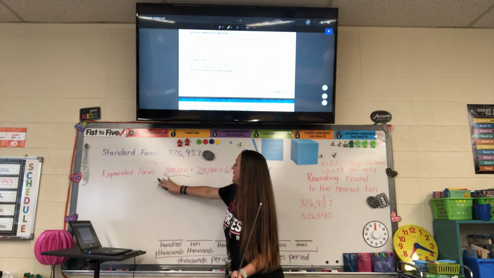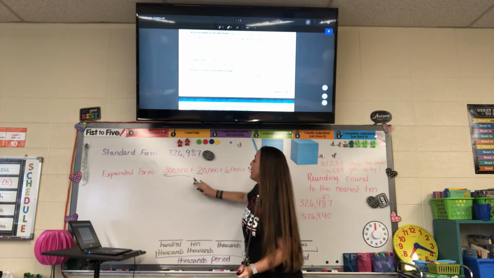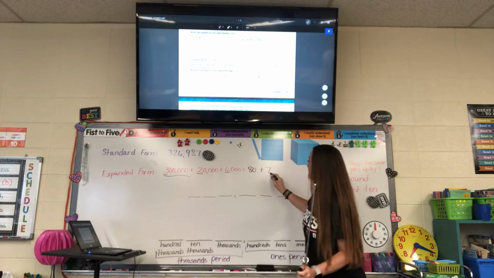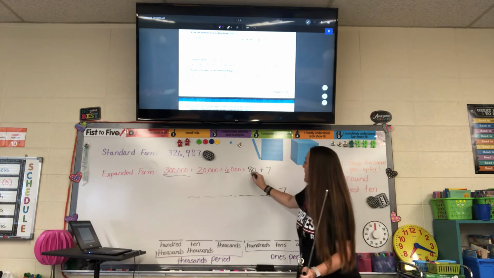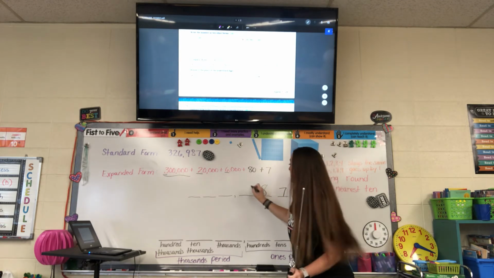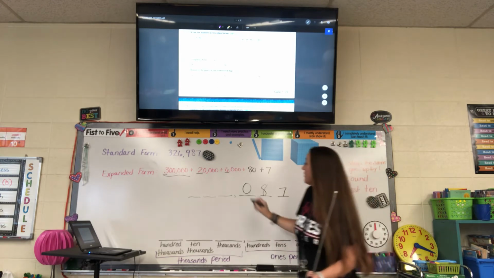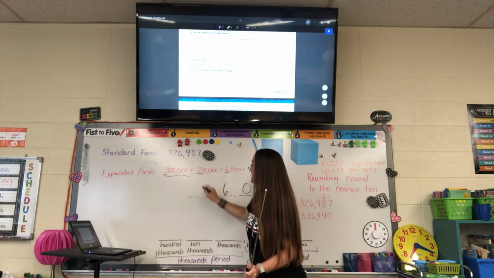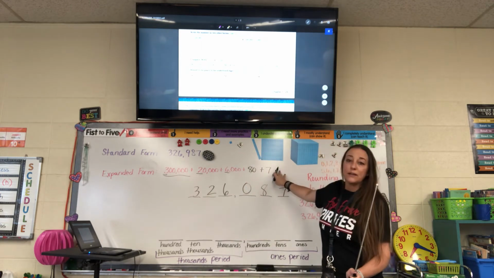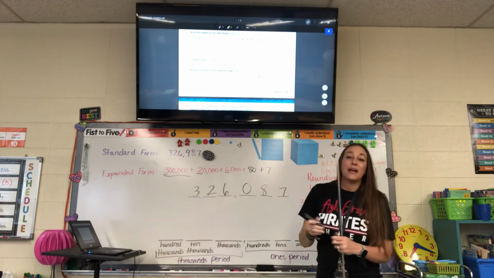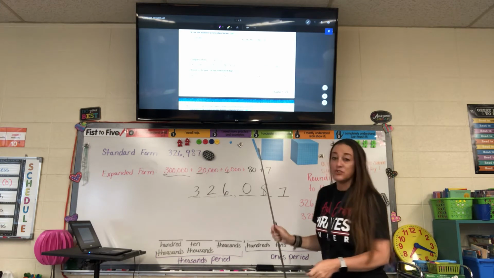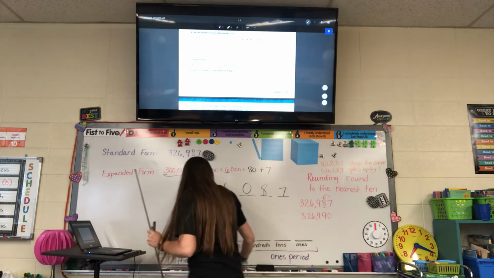So again, in my expanded form, my biggest number has 6 places. So 1, 2, 3, 4, 5, 6. 7 in the ones place. 8 in the tens place. How many hundreds do we have? We don't have any hundreds, so I'm going to put a 0 there. How many thousands? 6. How many 10,000s? 2. How many 100,000s? 3. So if this were our expanded form number, we're going to write it in standard form with a 0 in that hundreds place because there's nothing there. Okay.